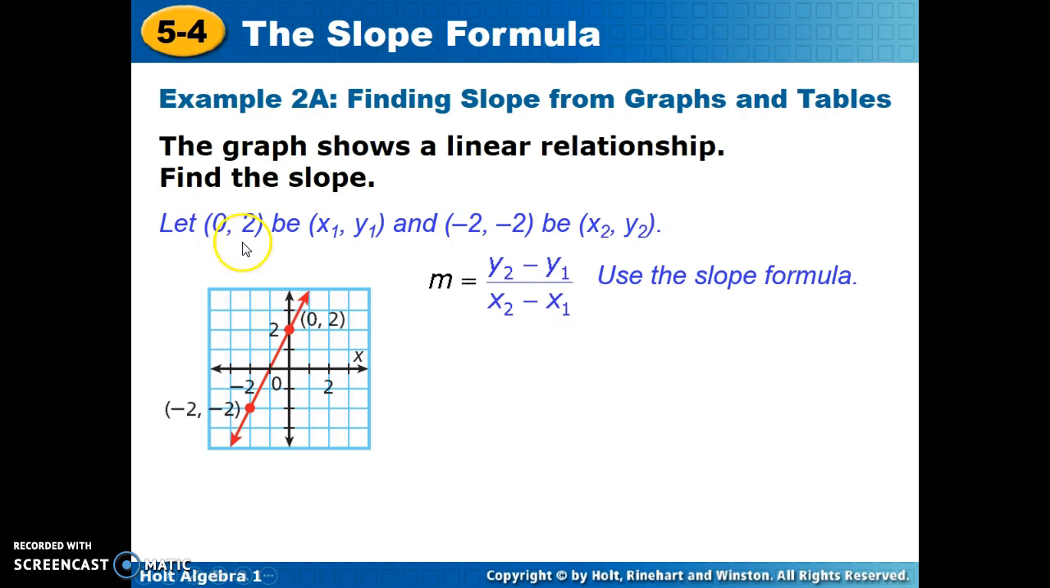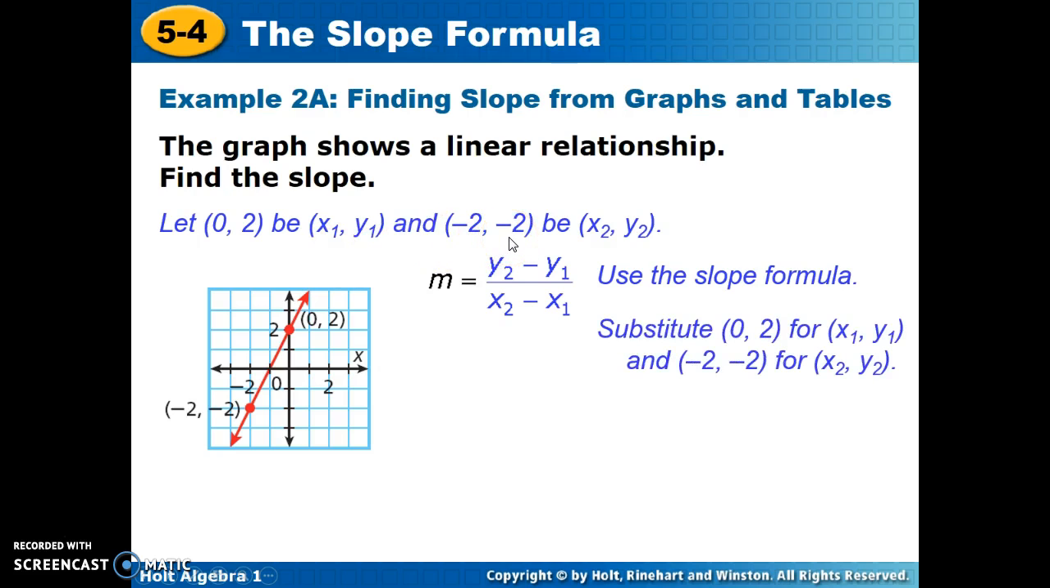So y2 minus y1, just the difference of your y's: negative 2 minus 2. The difference of your x's: negative 2 minus 0. That gives you negative 4 over negative 2, which is a slope of 2, which means we're going up 2 over 1.